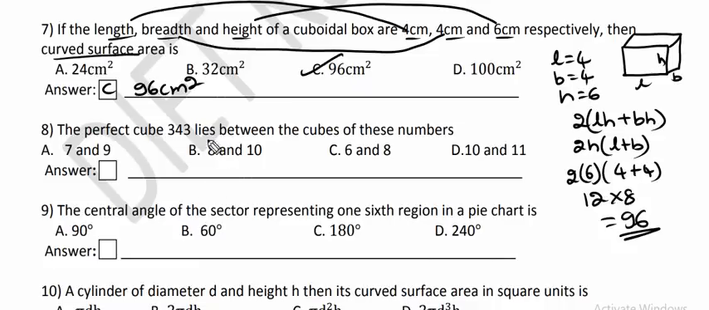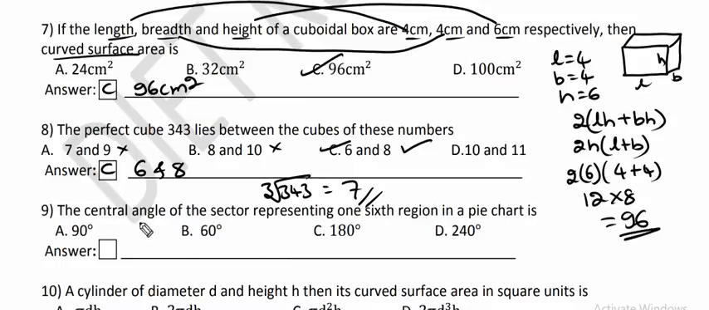The perfect cube 343 lies between the cubes of which numbers? You observe 343, that is, the cube root of 343 is equal to 7. So therefore 7 lies between 7 and 9? No. 8 and 10? No. 6 and 8. So therefore here option C is the correct answer. 6 and 8 is the correct answer.